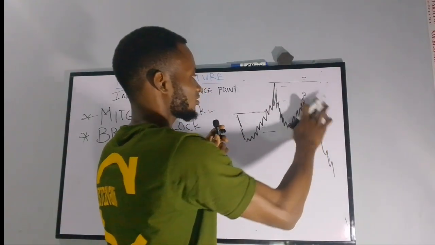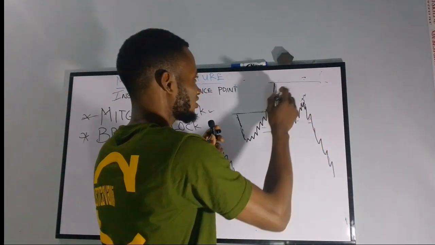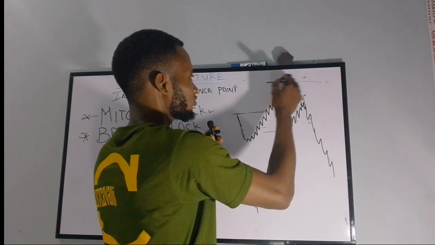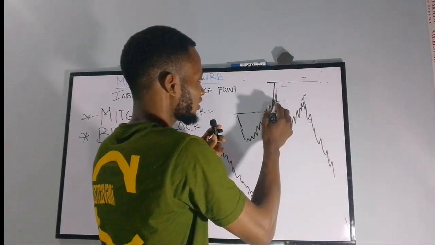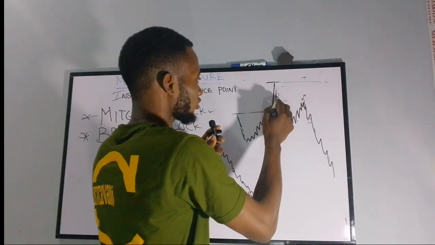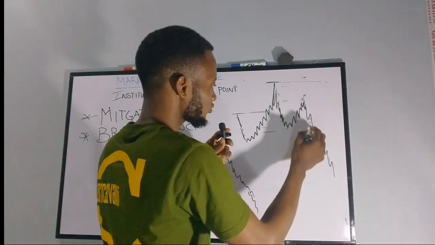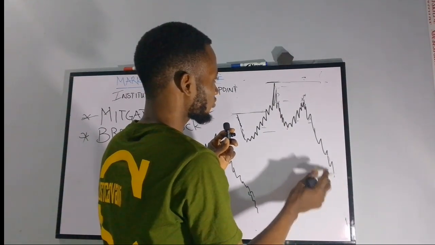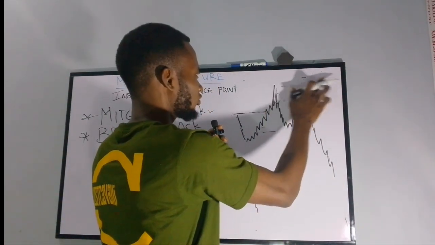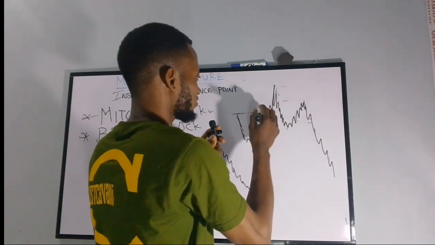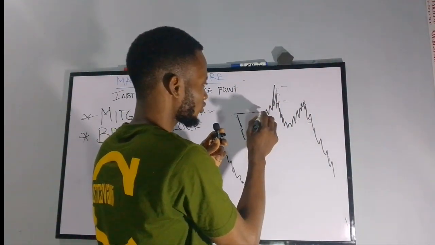But this time around, there is nothing like that. Price didn't even break above the previous high, and then it just mitigated a fair value gap or an order block around this region, and then the price dumped to the downside. It dumps to the downside. So it is also similar to a breaker block. It is similar. This is a mitigation block. This particular one is a mitigation block.